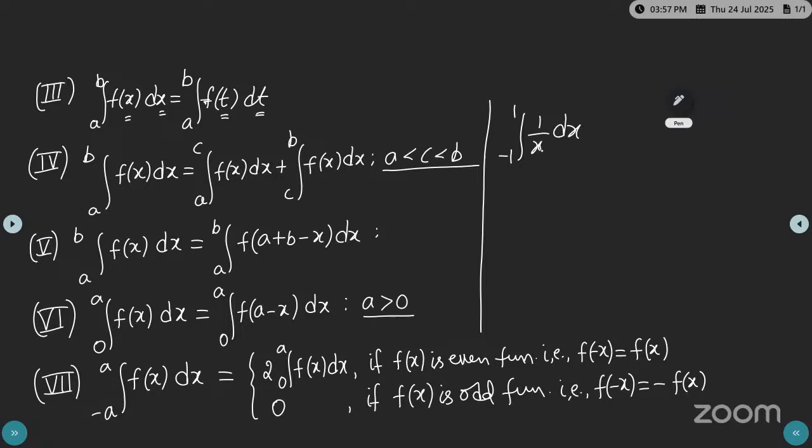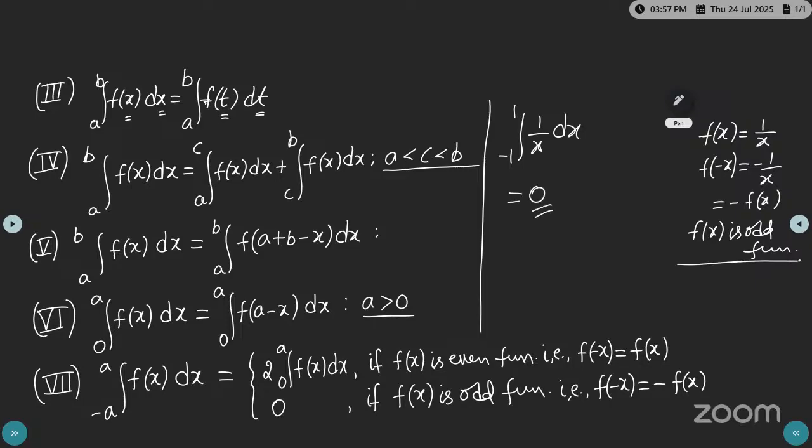Log of negative values is not defined, but based on it you can say the answer. If f of x equals 1/x, f of minus x is -1/x, which is minus f of x. So f of x is an odd function. Minus a to a, this will be 0 because it is an odd function. That's the answer. It was asked in KIET previously. Okay, next.